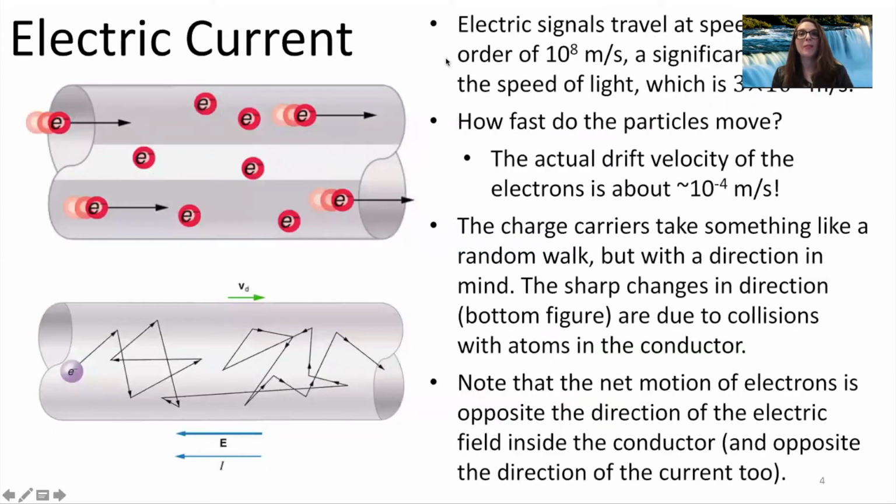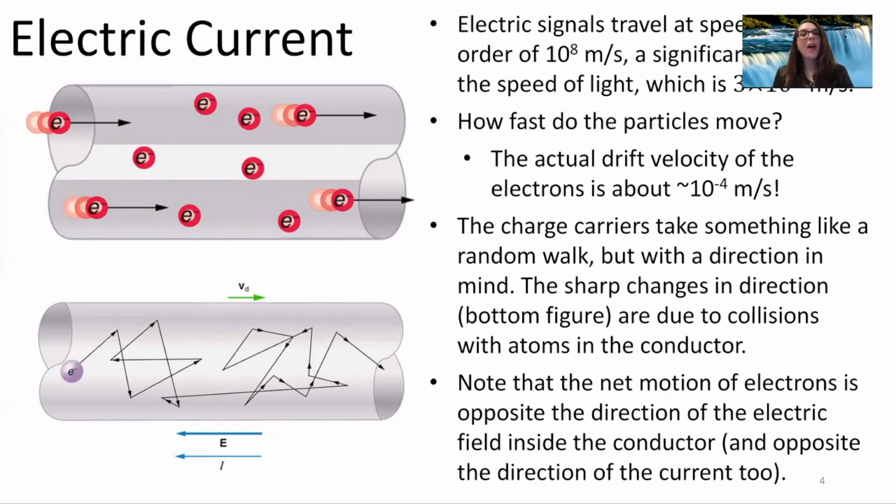Now in modern physics, electric signals travel at speeds on the order of 10 to the 8 meters per second. So this is a significant fraction, pretty close to the speed of light. Remember that the speed of light is 3 times 10 to the 8 meters per second.